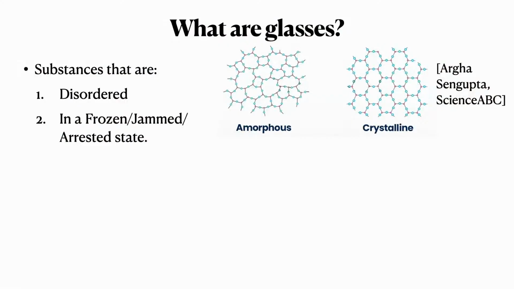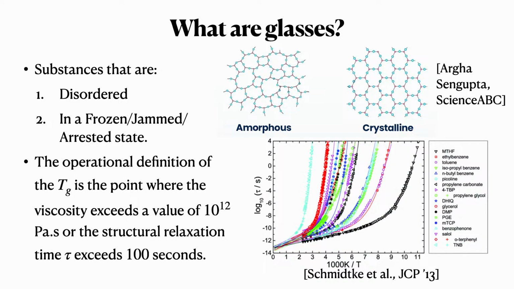So what are glasses? Glasses are disordered materials that are in frozen, jammed or arrested states. Here I have a picture of normal silica glass. On the left hand side you have this amorphous structure, and on the right hand side you have a crystalline quartz structure. The operational definition of a glass transition is when the viscosity of a liquid exceeds 10 to the power 12 Poise, or Pascal second, or the structural relaxation time exceeds 100 seconds. We call that temperature the glass transition temperature.